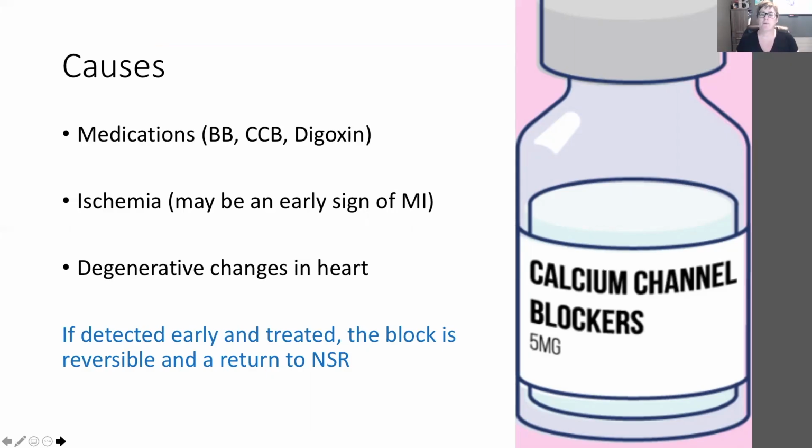Now, I know we talked about the common causes for all the AV blocks, and in particular medications: beta blockers, calcium channel blockers, rate blockers, ischemia, so that decreased oxygen being an early warning sign of a cardiac event, and degenerative changes in the heart. If we can detect this early, we can reverse the arrhythmia and return it back to normal sinus rhythm.